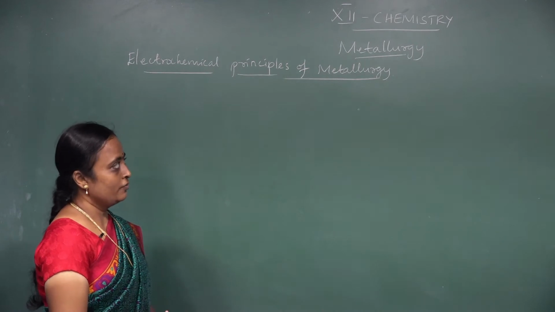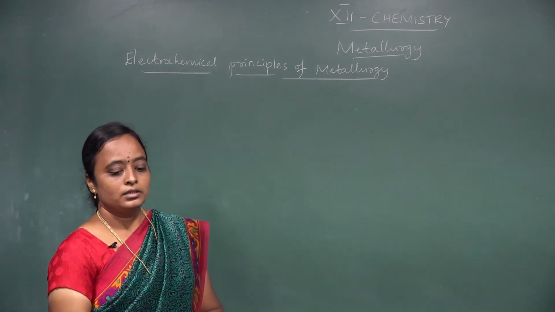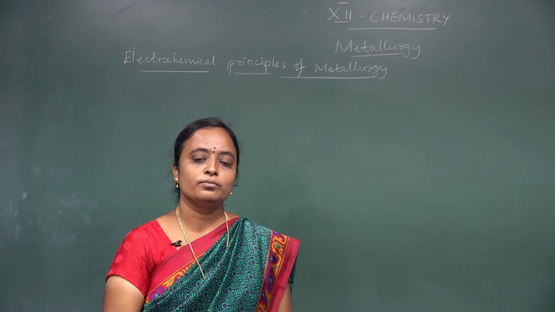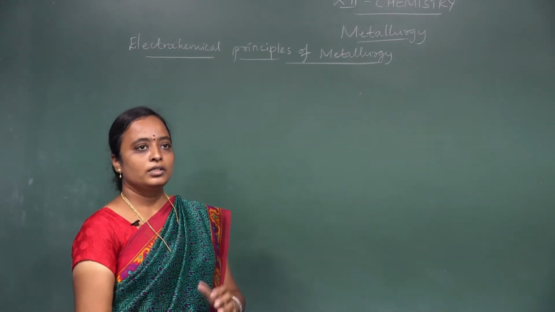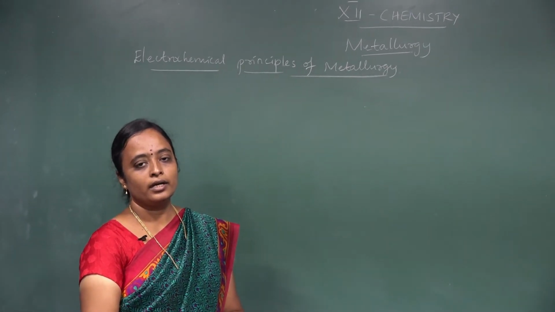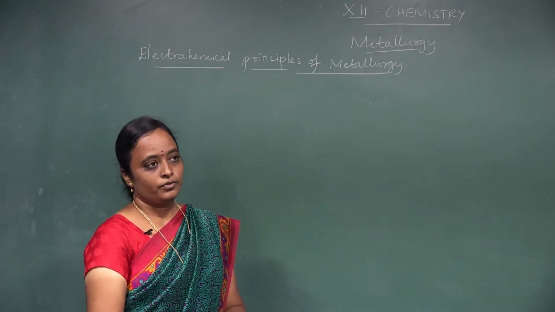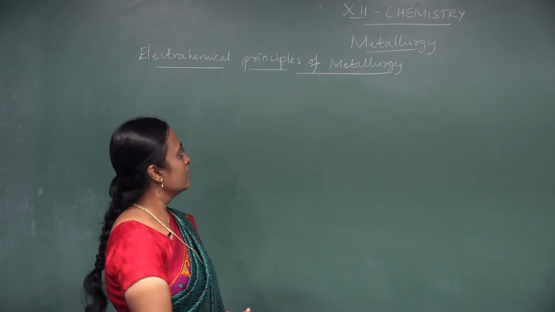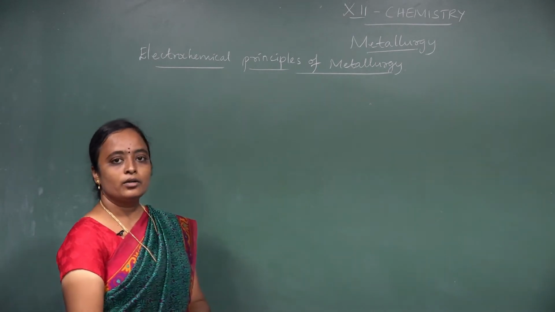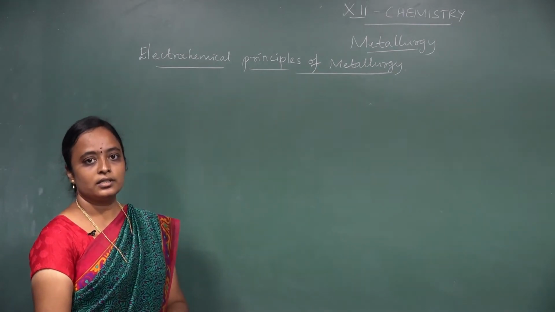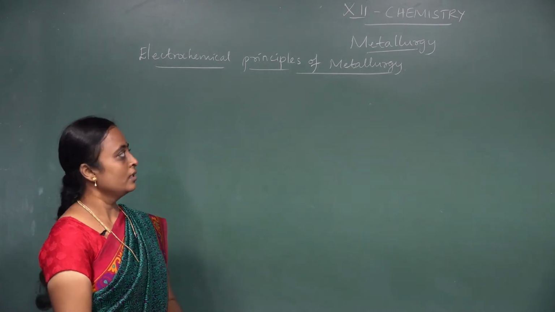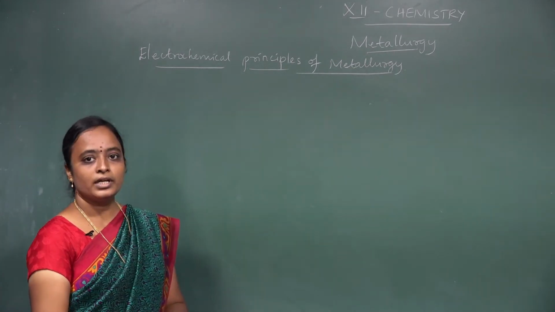Usually, the oxides of a reactive metal can be reduced by using a suitable reducing agent. If you want to reduce by using these electrochemical reactions, we are going to use the Gibbs free energy function.